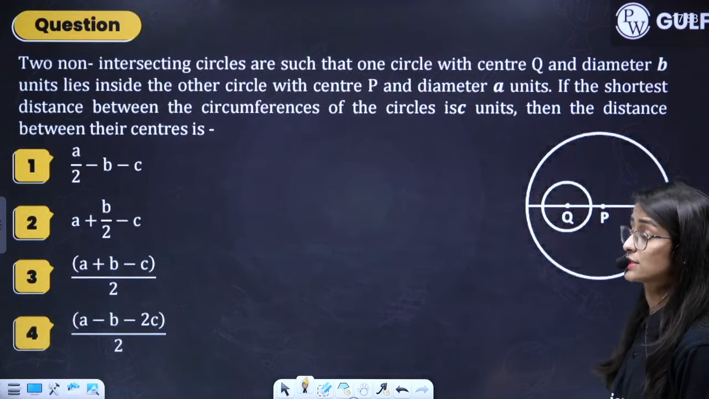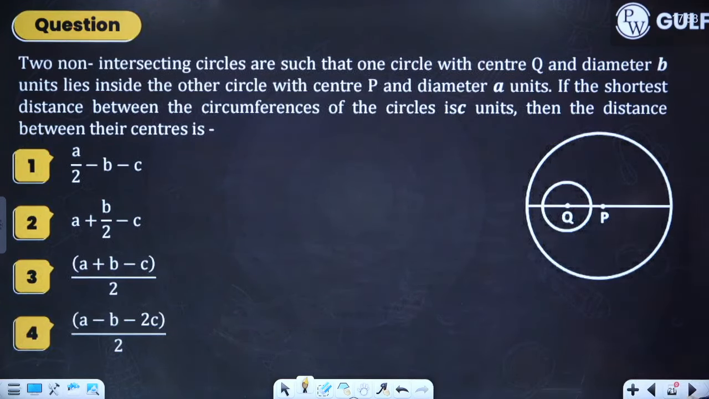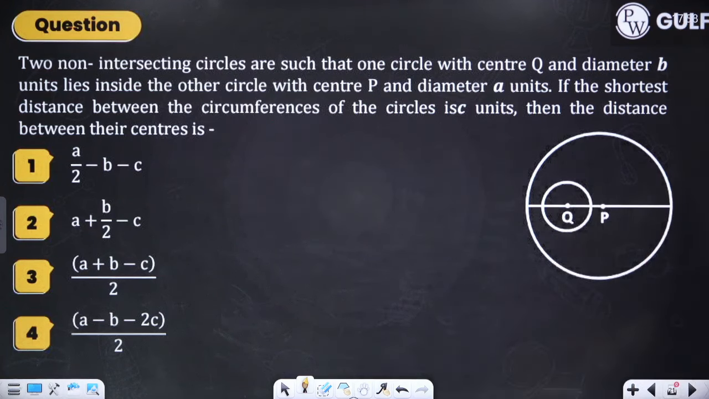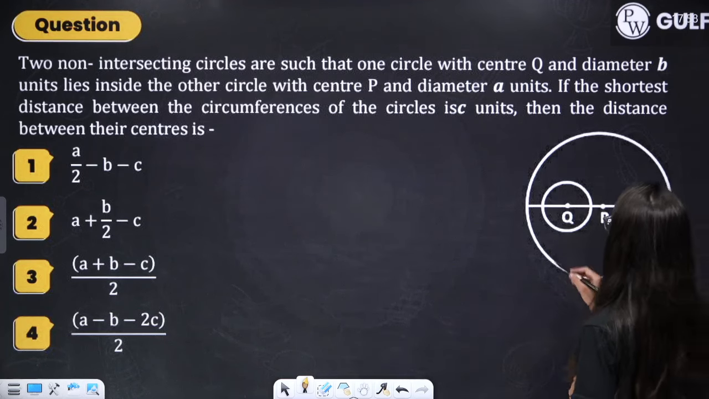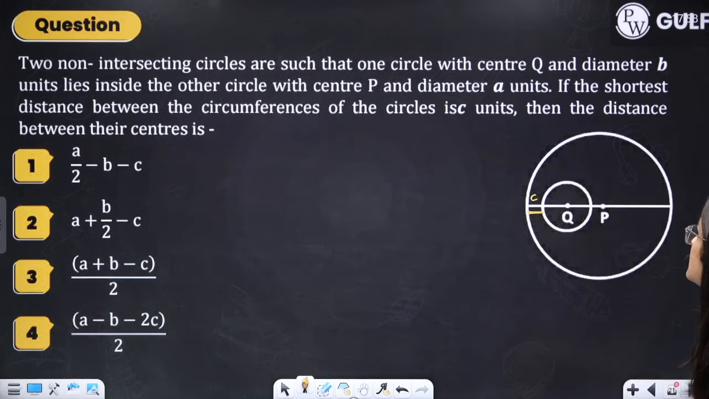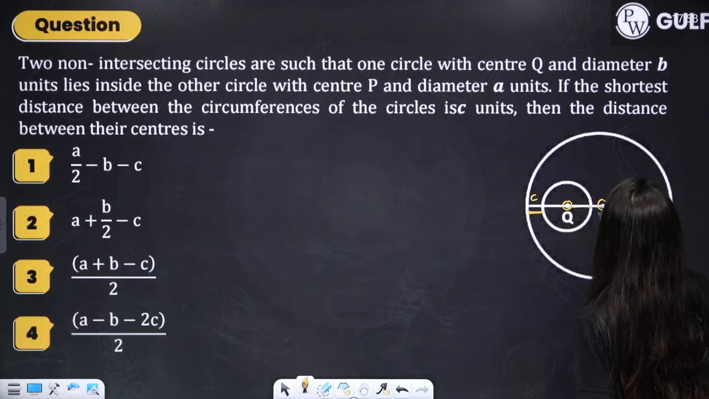Moving to the next. Two non-intersecting circles are such that one circle with center Q and diameter B units lies inside the other circle with center P and the diameter A. If the shortest distance between the circumference of the circles is C units, then the distance between their centers is, that means I need to find the distance between Q and P.